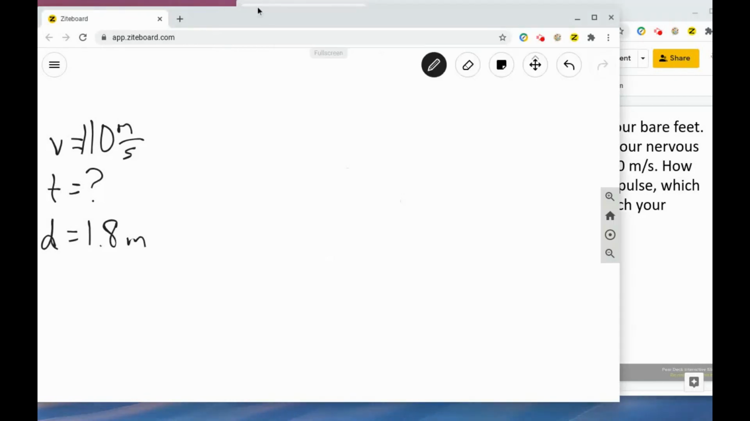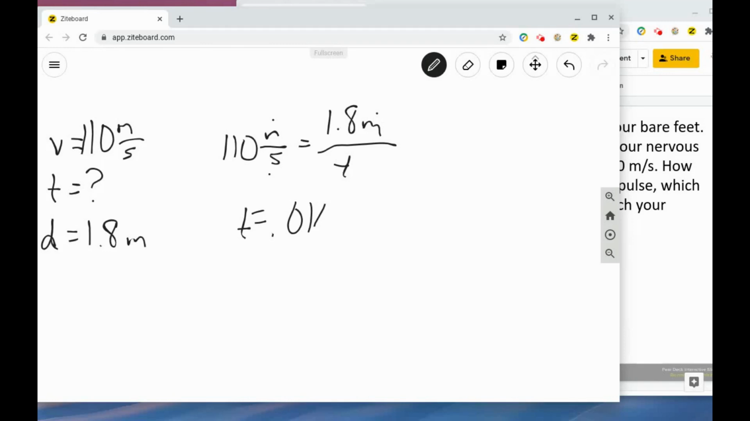So if we set this up, velocity of 110 meters per second equals our distance of 1.8 meters over a time. Since we have meters, our time is going to be in seconds. So we will take 1.8 divided by 110, and our time equals 0.016 seconds.